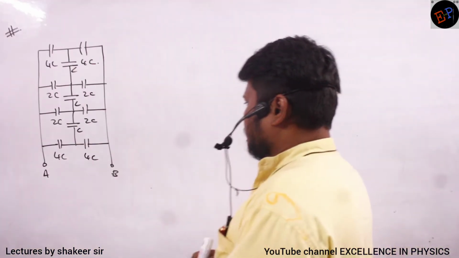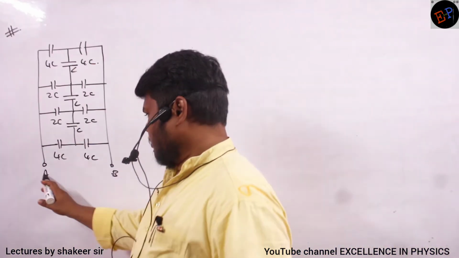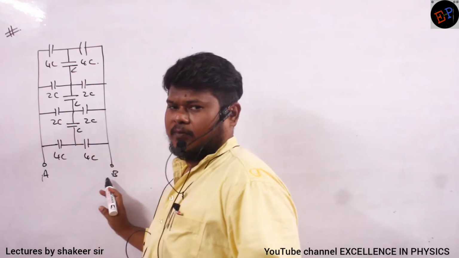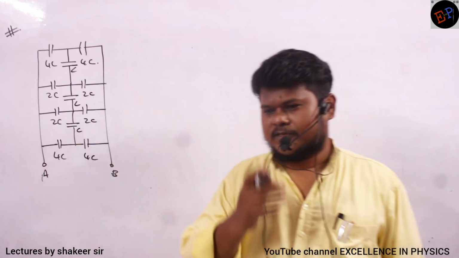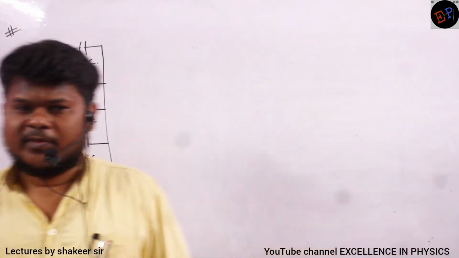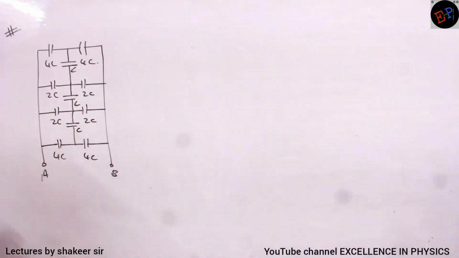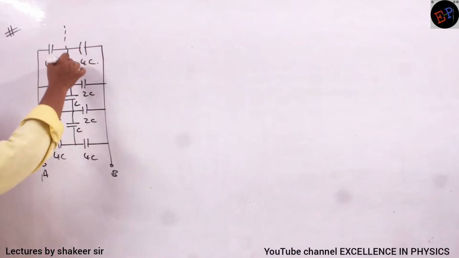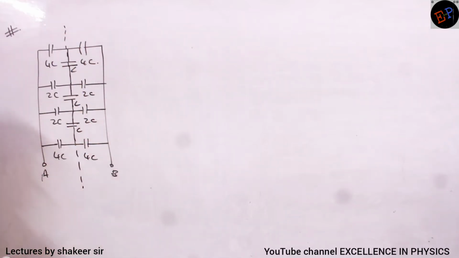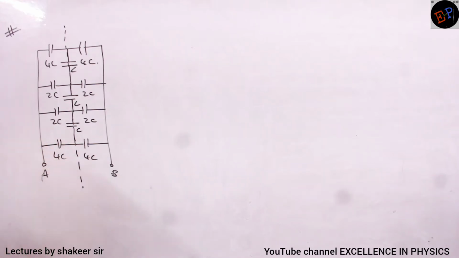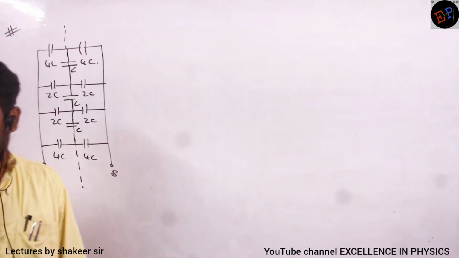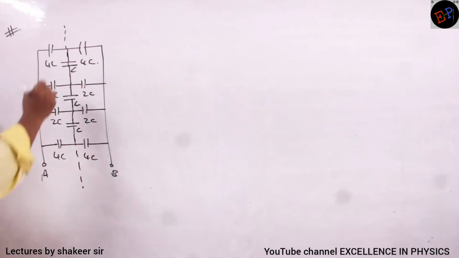So, see this question. These are terminals A and B. In between these two terminals, I am supposed to find the equivalent capacitance. Clear? Is there any symmetry first of all? Perpendicular symmetry is there, no? Circuit on the right side and circuit on the left side are exactly equal. Same circuit. So definitely, which points are equipotential points here?